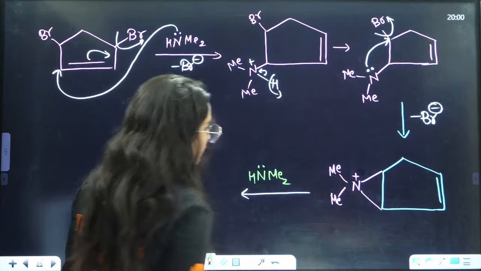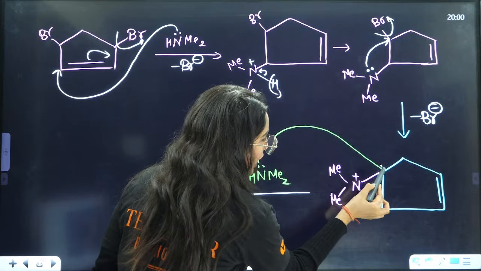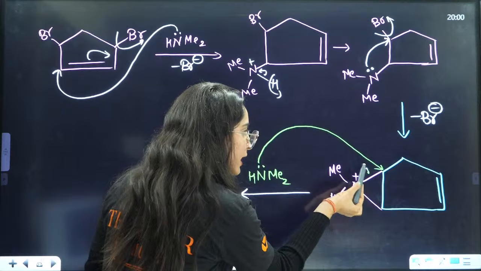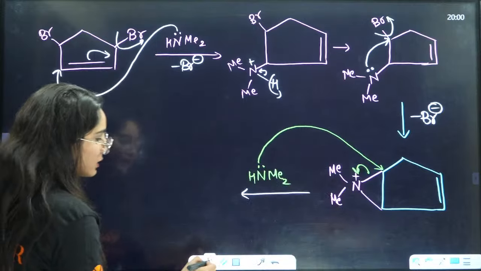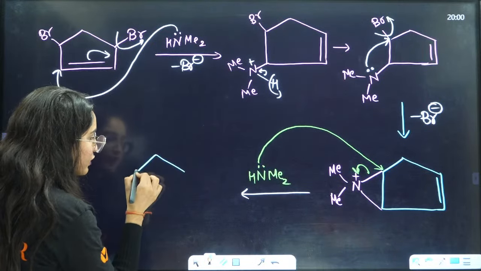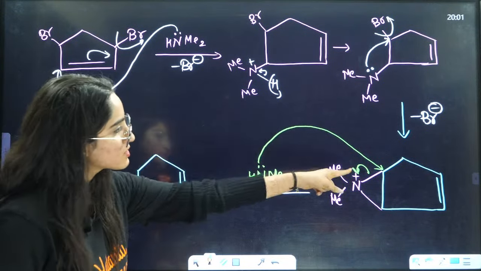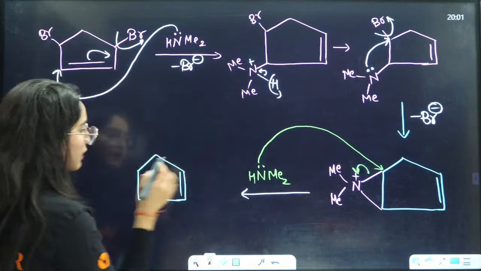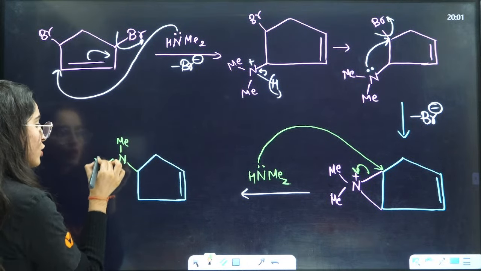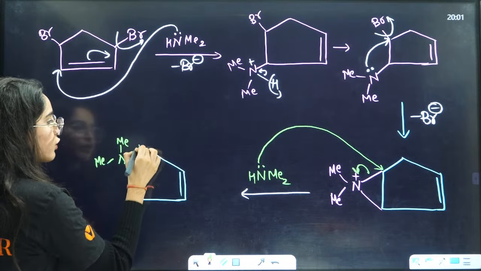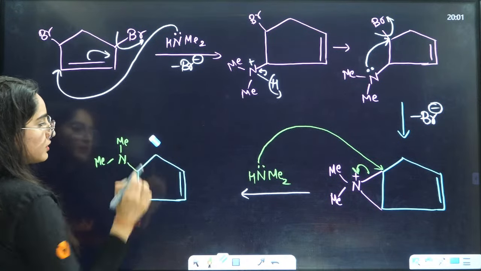Now what will happen? This lone pair is going to attack this carbon, right? And these electrons are going to shift onto this nitrogen, right? So what will be the final product here? This is your pi bond, right? The nitrogen is attacking that carbon. So here you will have nitrogen, here you will have two Me groups, right? One hydrogen will also be there, but the hydrogen will leave and donate the electrons here. So it will become Me only, right?